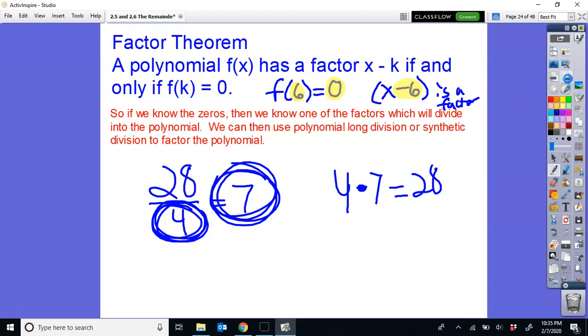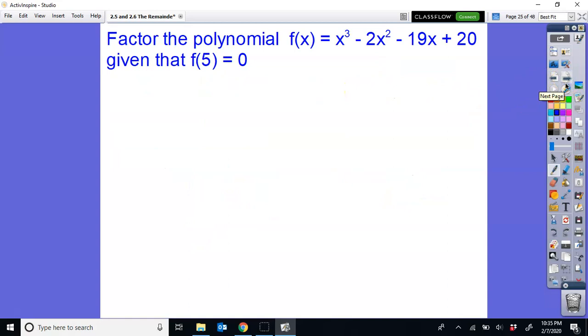Your first example. This problem says to factor the polynomial x cubed minus 2x squared minus 19x plus 20, given that f of 5 equals 0. Let's go back for just a second. If you tried to do the factor by grouping method on this one, you would be able to take out x squared out of these two, but the only thing you could take out of here is negative 1, and you would have a positive 19x minus 20. This is not the same as this. That means it doesn't factor by grouping.